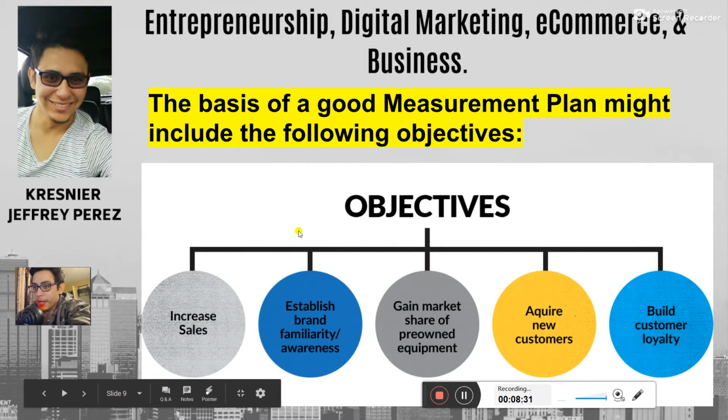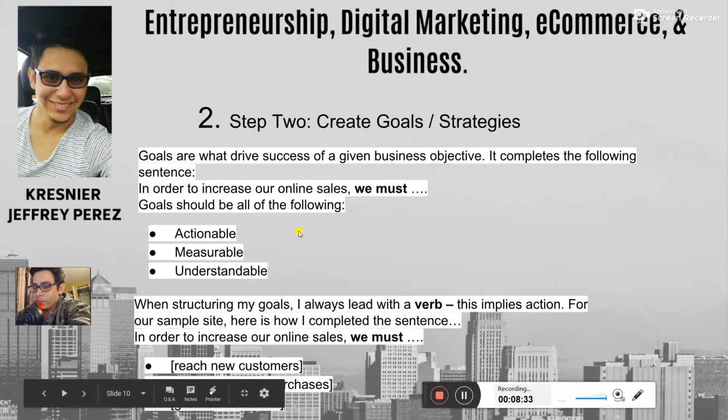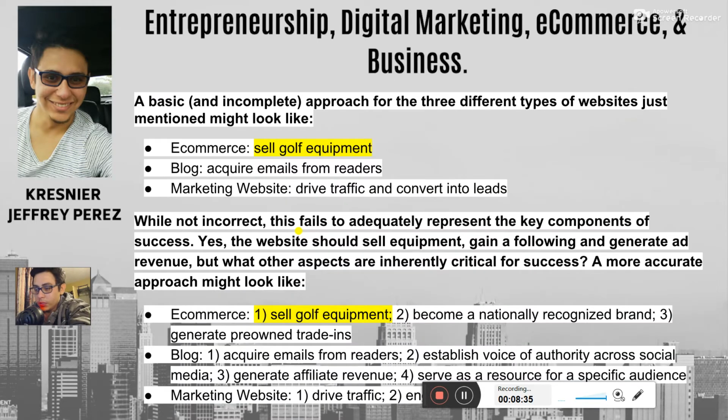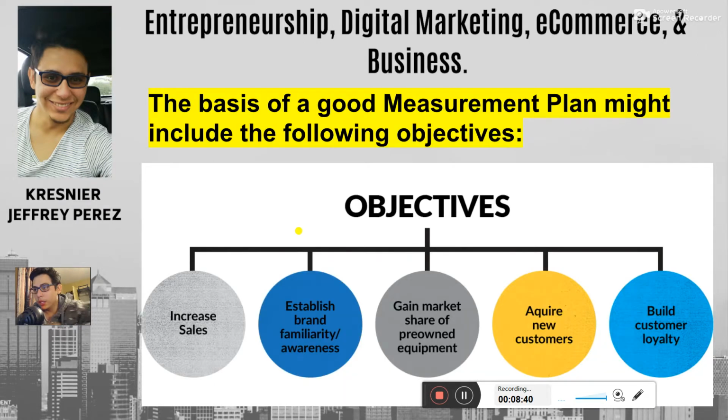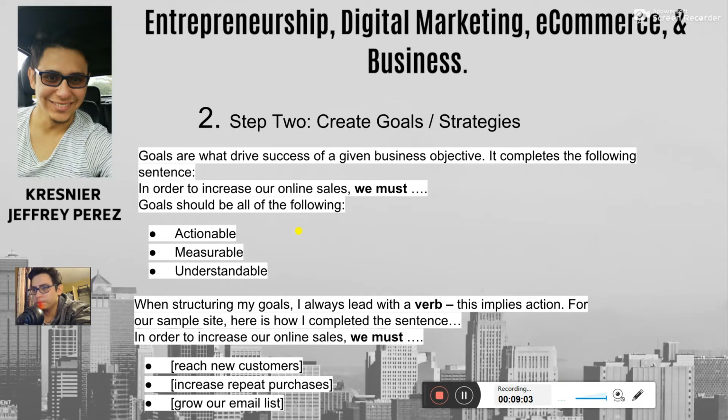So let me go back. So sell golf equipment. So the basis of a good measurement plan might include the following objectives. So you can see increase sales, establish brand familiarity, awareness, gain market share of pre-owned equipment, acquire new customers, build customer loyalty. So those could be potential objectives.